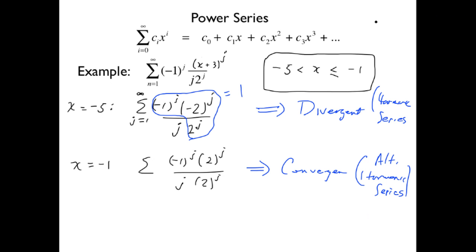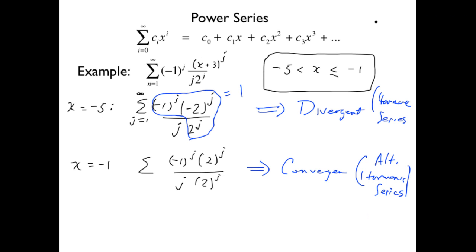But if we had to break this down into absolute versus conditional, what? Strictly between negative 5 and negative 1, what do we have? Absolutely convergent because it passed the ratio test, right? But then at that one point, x equals negative 1 would be conditionally convergent.